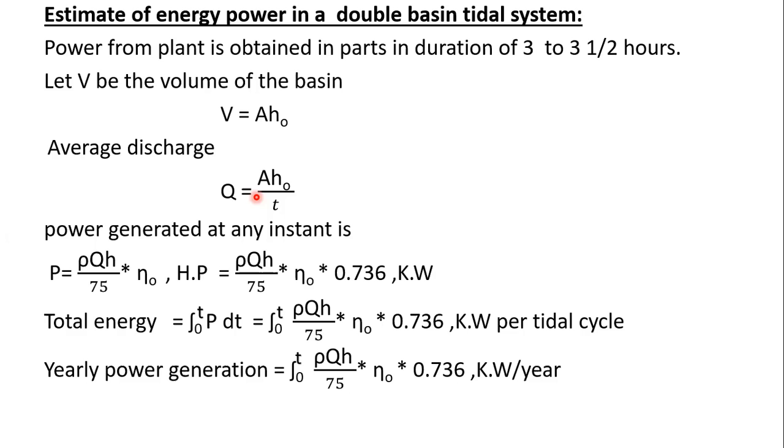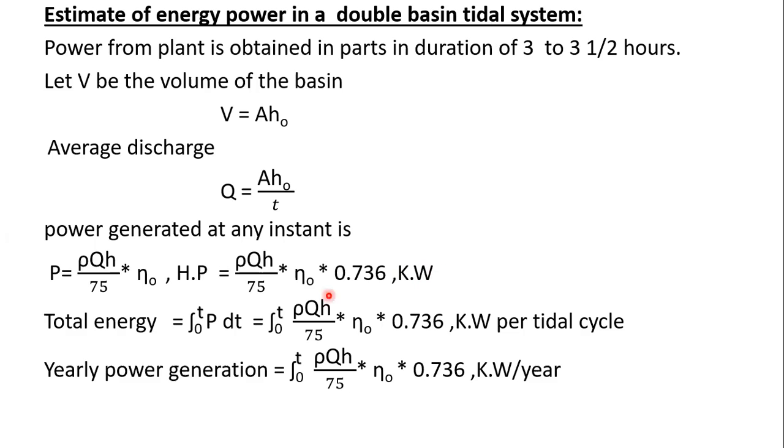By these considerations, the power generated at any instant is P equal to rho Q H by 75 into eta naught HP, horsepower. If you convert this horsepower into kilowatts, we multiply by 0.736. So P is equal to rho Q H by 75 into eta naught into 0.736 kilowatts.